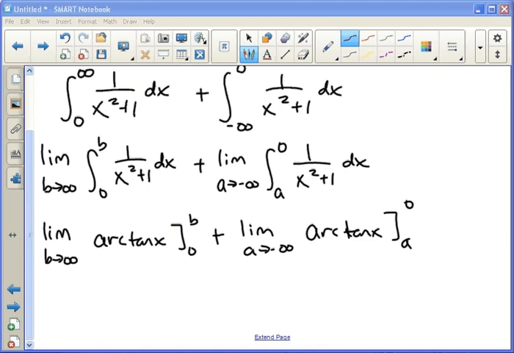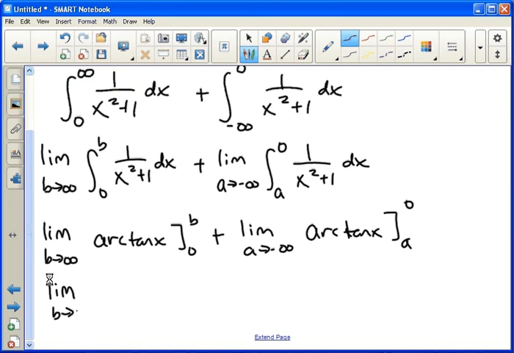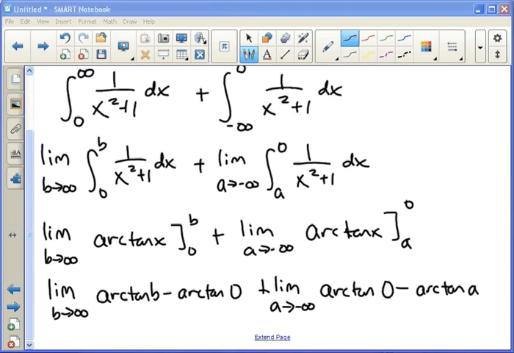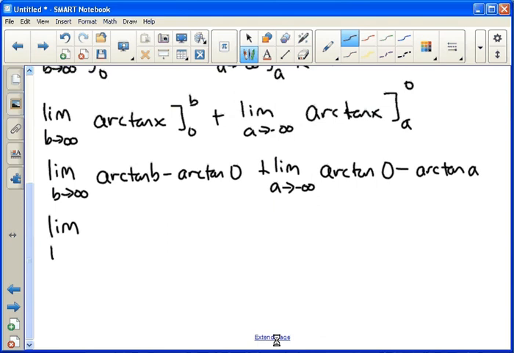Alright, so let's plug in the top minus the bottom. Then we have to also do this side, the top minus the bottom. Arctangent of 0 is just 0, so we can simplify this to be the limit as b approaches infinity of arctangent of b plus the limit as a approaches negative infinity of negative arctangent a. So we're going to have to do these two separately because they're two different limits.